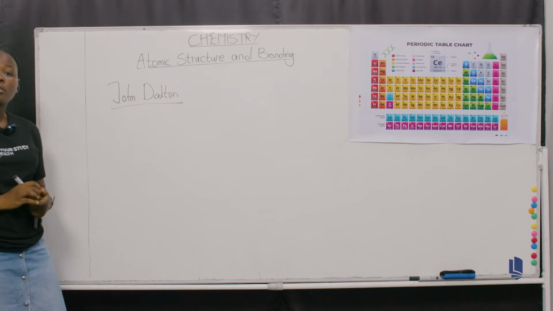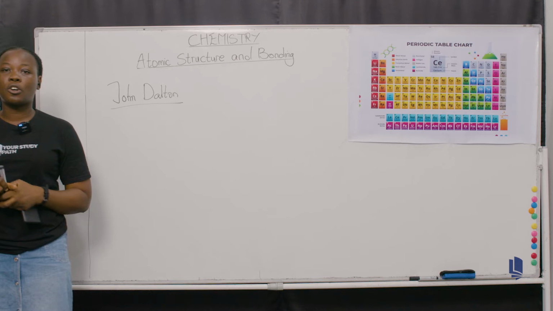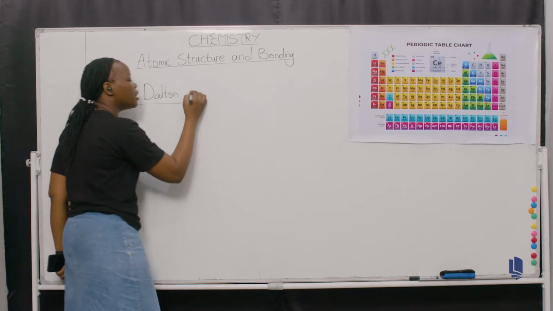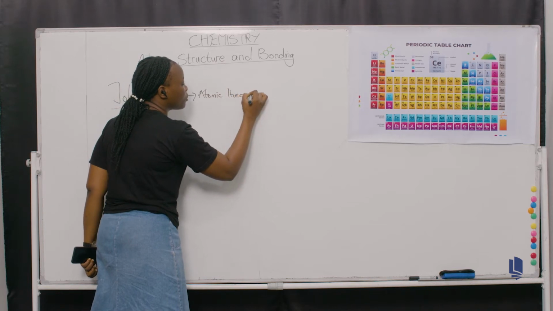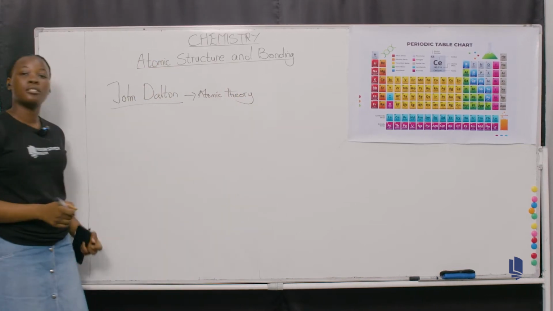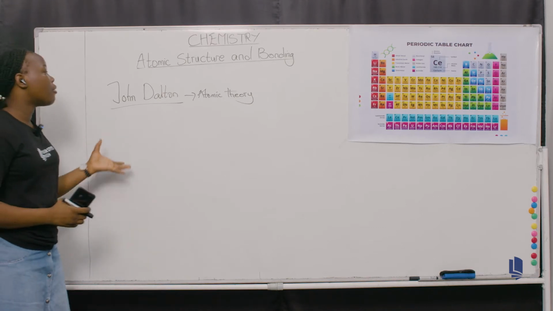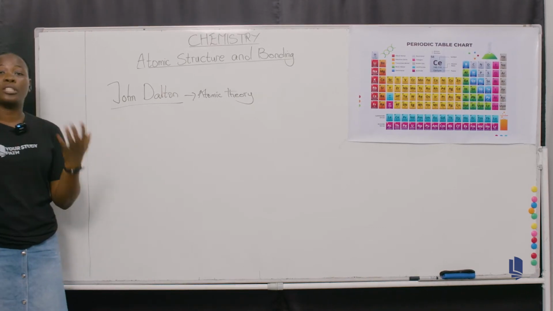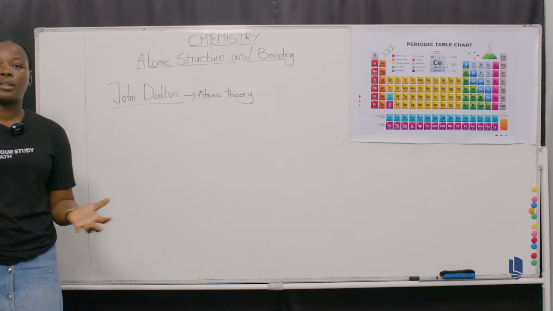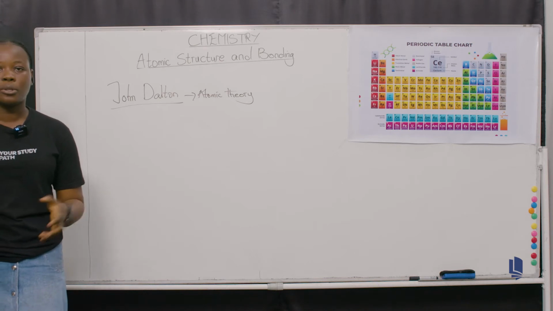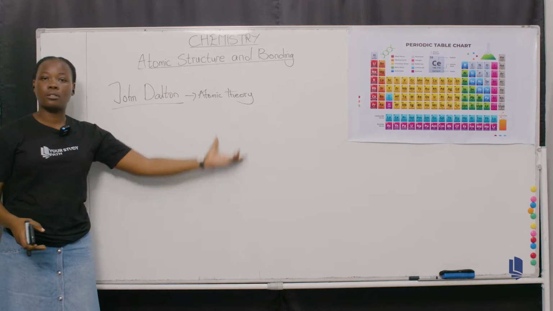He is known to be the father of the modern atomic theory because he was the one that postulated the atomic theory. This theory, as we go through some of it, has been modified due to more discovery, more experiments, and observations and conclusions from those experiments. So let's run through some of Dalton's theories, right?